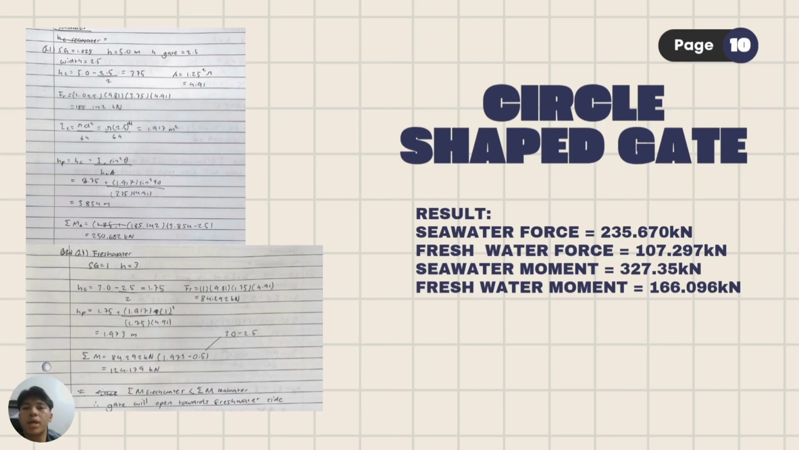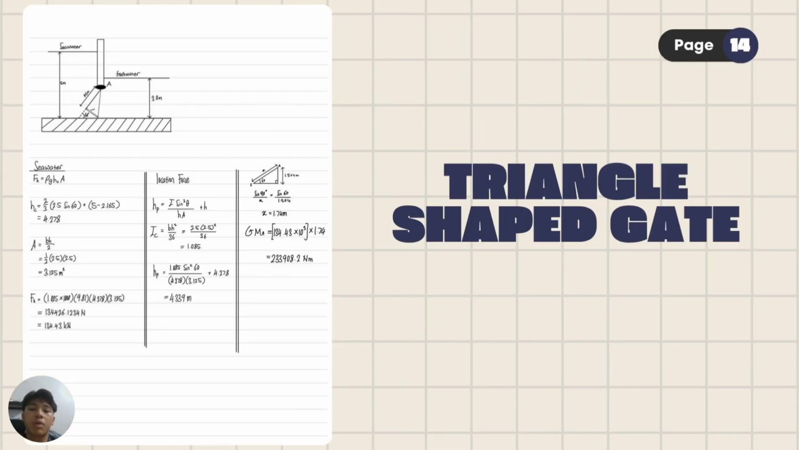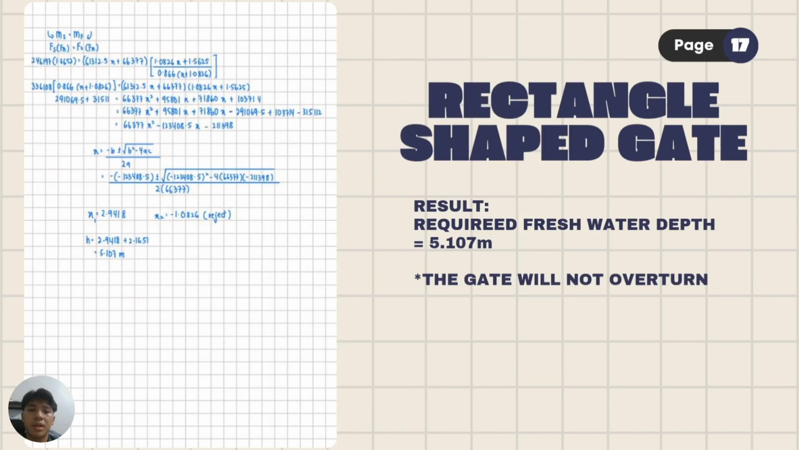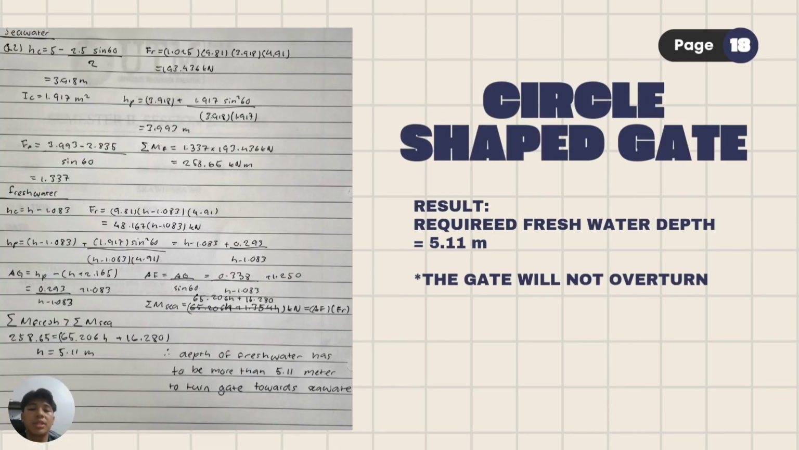even though the method of finding the hydrostatic forces is the same, the resultant forces are different. This is mainly due to the different shape of the gate and also the different moment of inertia of the gate. That's why we get different values here. But if we look at question 2, the depth at which it is needed to open the gate from the freshwater side remains the same, 5.11 meter, consistent with the other questions.